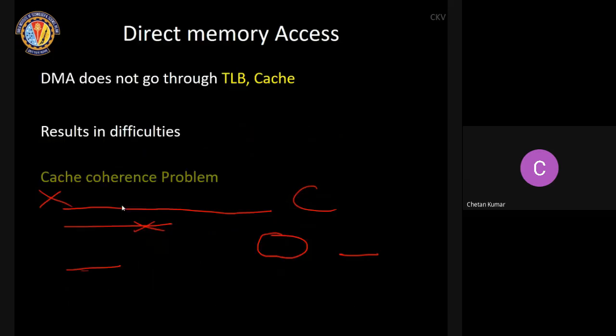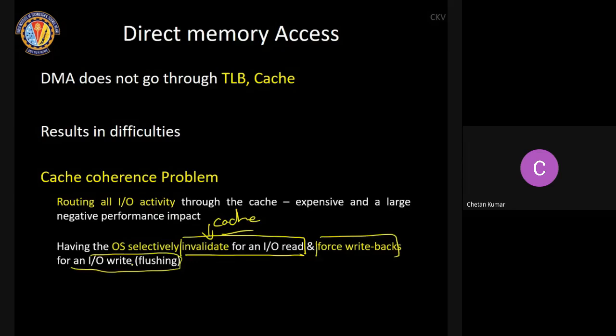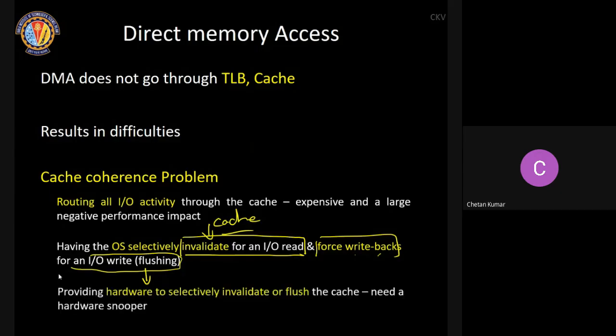So that's what is being shown here. Whenever there is an IO read, meaning something is read from the IO and written to the main memory, you have to invalidate the cache block. And whenever you are trying to write into the IO, meaning you are reading from main memory, at that point you have to force a write back. You have to forcefully write back the data available in the cache into the main memory, and then only go ahead. So this is how the cache coherence problem in DMA is resolved.